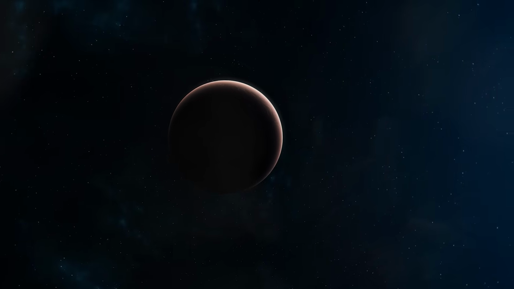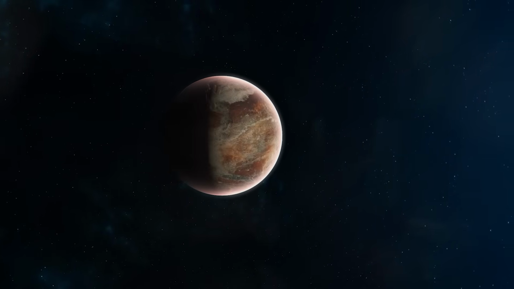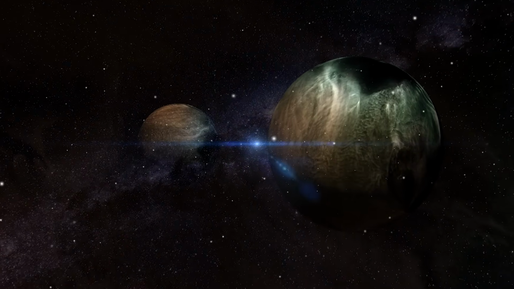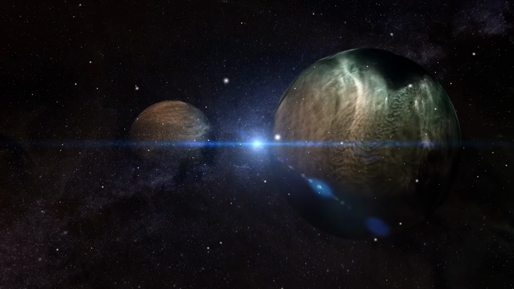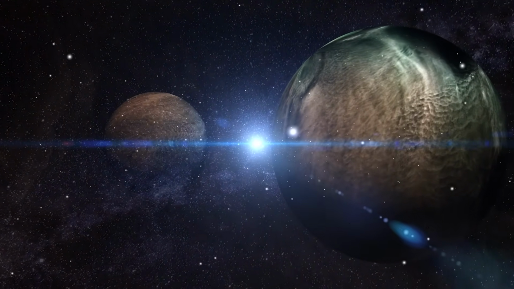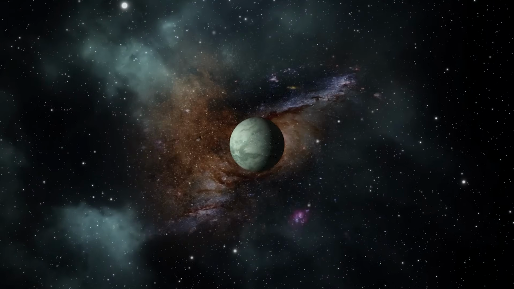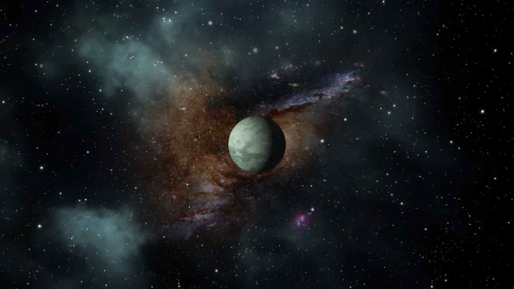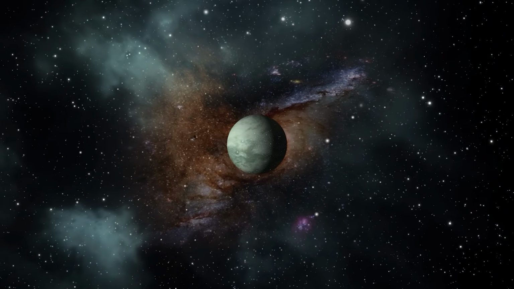The result is a pair of tightly collimated jets, streams of plasma accelerated to nearly the speed of light, launched perpendicular to the disk. These jets can extend for thousands, even millions of light years, carrying energy from the central black hole into the wider universe.